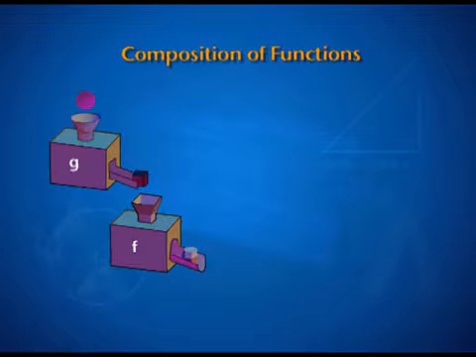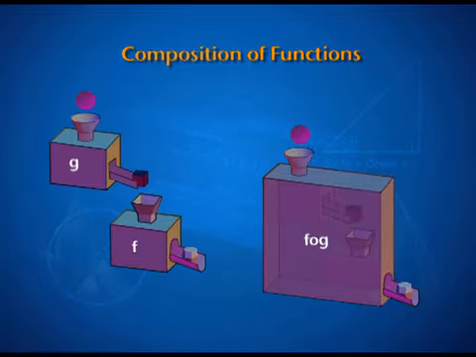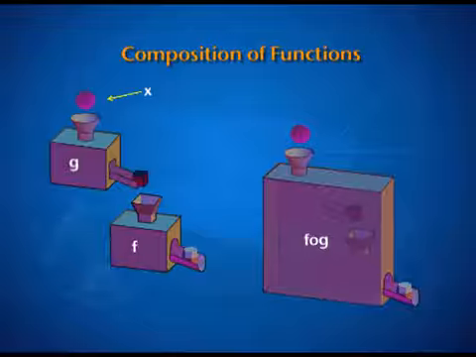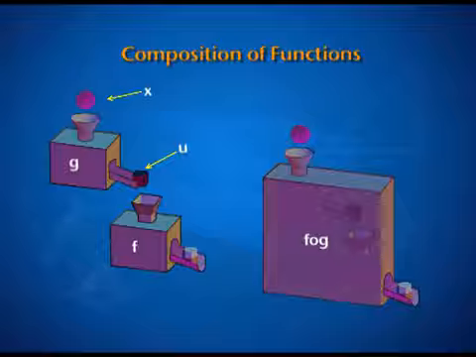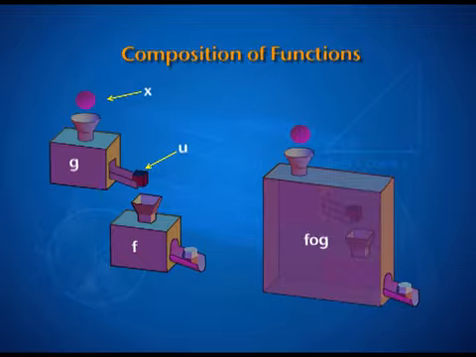Together, they can be expressed as a big function machine where a ball is dropped in and it results in an output of a faceted ball. In mathematical terms, what does that mean? If I take x to be the input of g, it results in u as an output of g, the same as g of x. This goes into the function machine f and results in an output f of u.